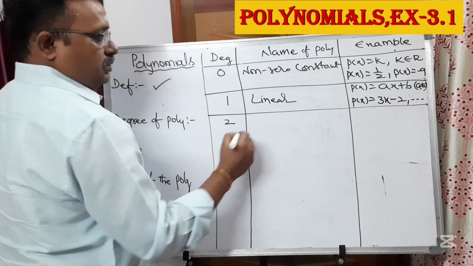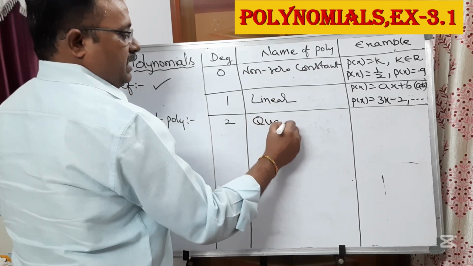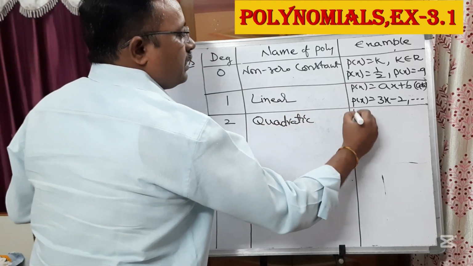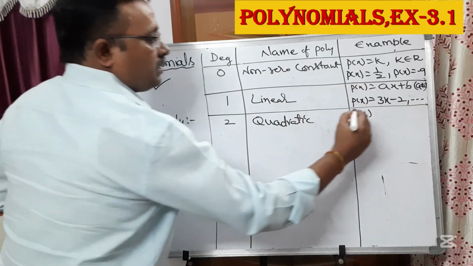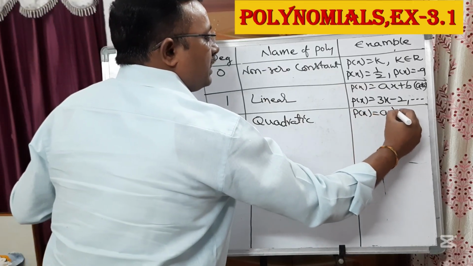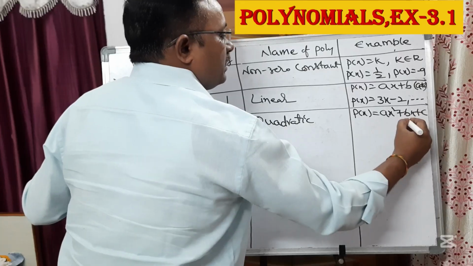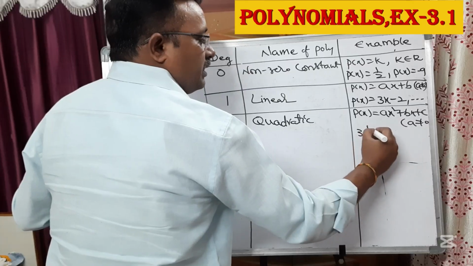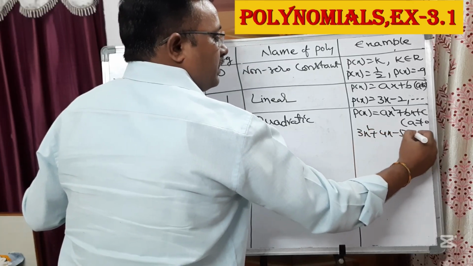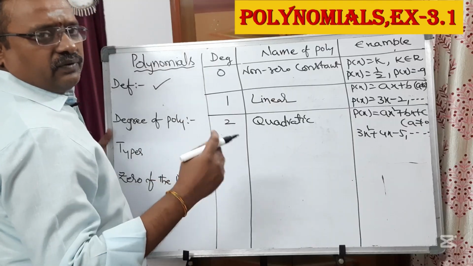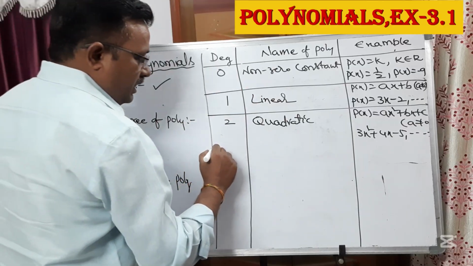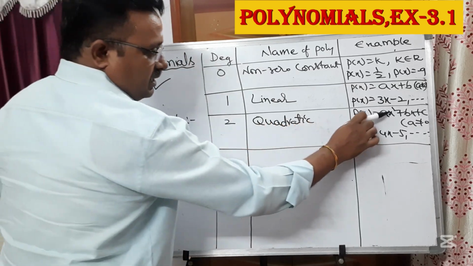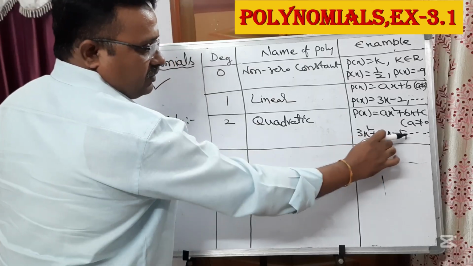If degree is 2, that is called a quadratic polynomial. General form, remember this one, p of x equal to ax square plus bx plus c, where a not equal to 0. Simple example, 3x square plus 4x minus 5, and so on. Infinitely many you can take. Among them, one I am writing. You should remember the general form, condition and some of the examples.